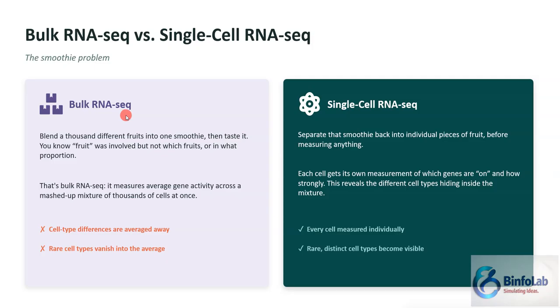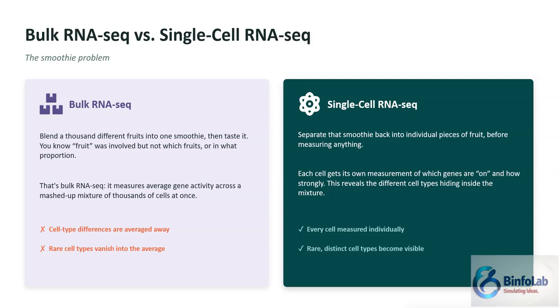To understand bulk RNA sequencing, I will teach you with a smoothie problem. Let's suppose you have many different kinds of fruits and you crush them all at once and prepare a tasty, wonderful fruit cocktail or smoothie, and then you enjoy it. But there will be some deficiency in this cocktail.